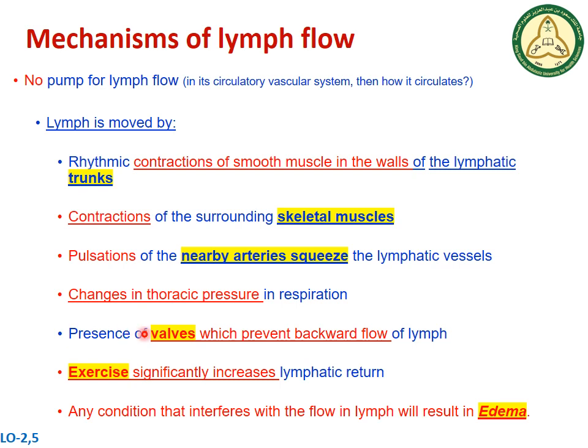Another important mechanism is the presence of valves. These valves are very numerous and prevent the backward flow of the lymph. So what has ascended up cannot go down again. Similarly, exercise significantly increases the lymphatic return, because in exercise muscles are actively contracting and relaxing, blood is running very fast, and pulse is very high, so everything helps in pushing the lymph in the vessels towards the venous side, the heart. Any condition that interferes with the flow of lymph will result in edema.